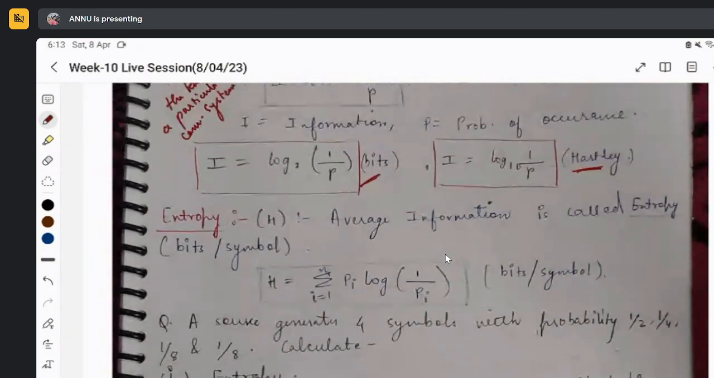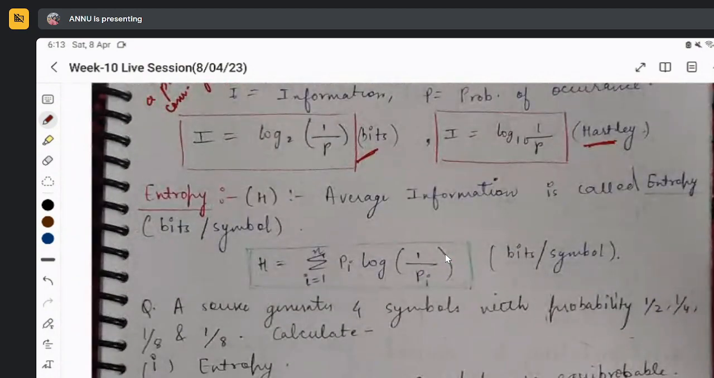And similarly, the entropy: how will you actually use the information contained in any communication system? So we usually use entropy. Every information is called entropy, which is defined as the bits per symbol. The formula for the entropy is H is equal to summation of i equals 1 to N Pi log 1 by Pi, where Pi is the probability of the ith symbol.